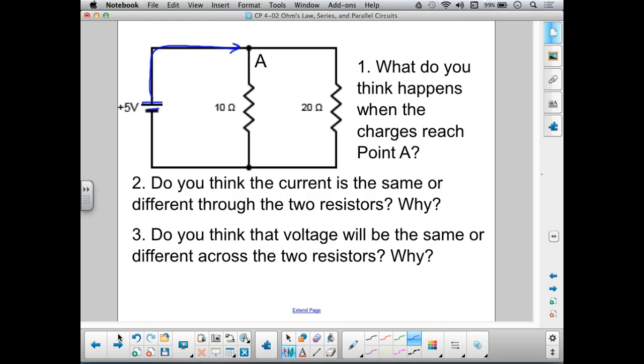But my questions for you are, what do you think happens when the charges reach point A? Question number 2, do you think the current is the same or different through the two resistors, and why? And question number 3, do you think that voltage will be the same or different across the two resistors? Once again, I would like you to answer why. So pause the video and take a few minutes to answer these 3 questions in your notes.